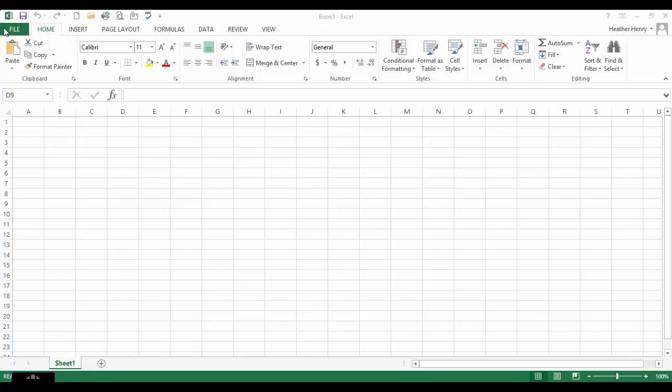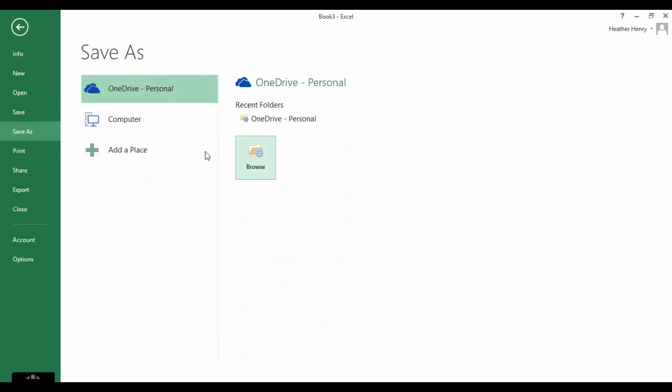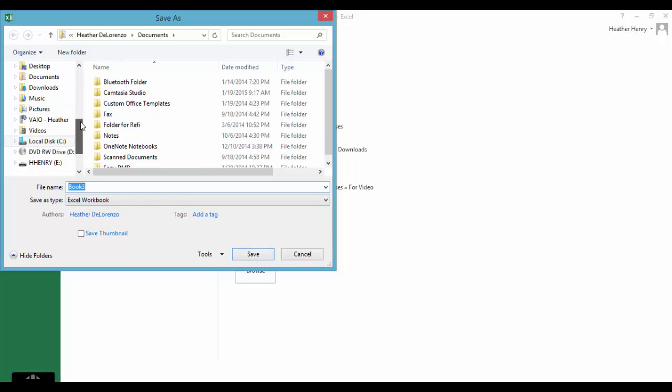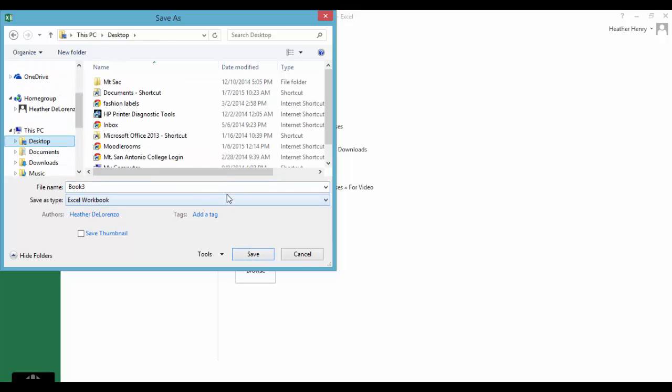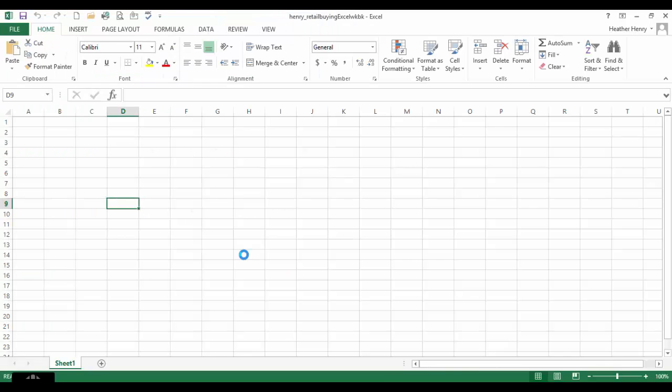to save this onto our desktop. When saving onto our desktop, we need to name this our last name, underscore, Retail Buying Excel Workbook. Please refer to the directions for this exercise as to how it should be typed out and formatted. So let's go ahead and save this.